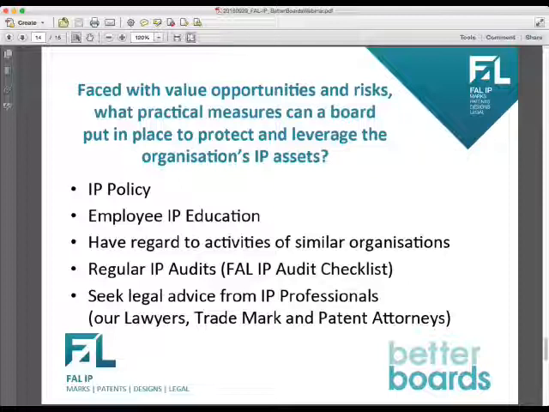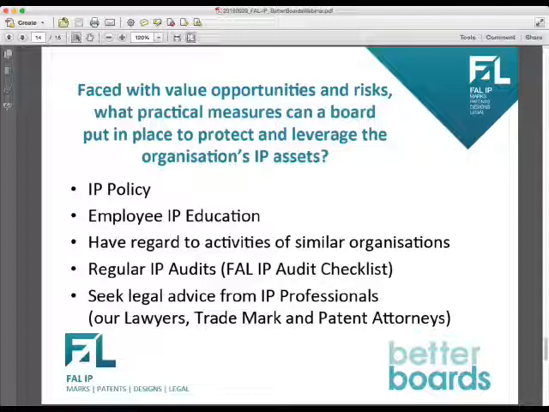Yeah. So part of that process can be, it's quite common for employees to sign confidentiality provisions in their employment agreement. But if there's no explanation that goes along with what that actually means in practice, then it won't necessarily be as effective as you might hope it would be. So employee IP education is useful.